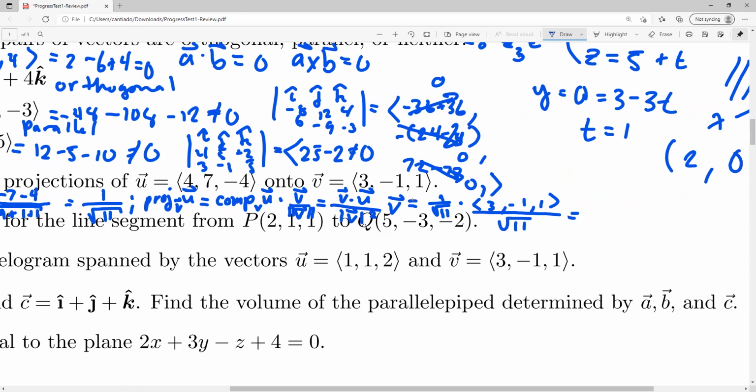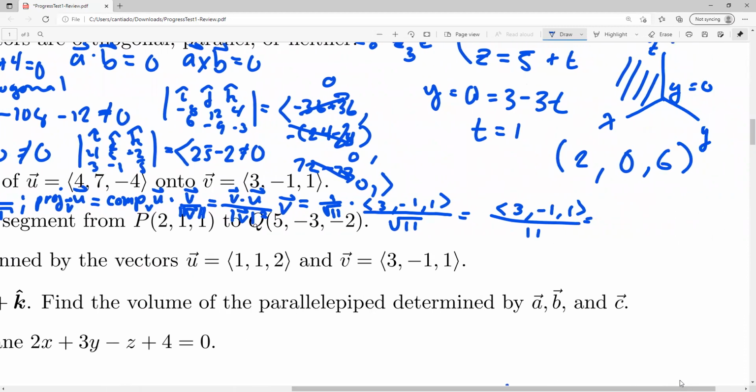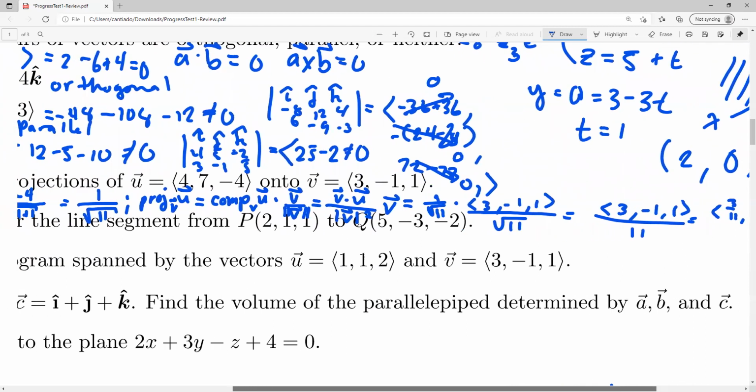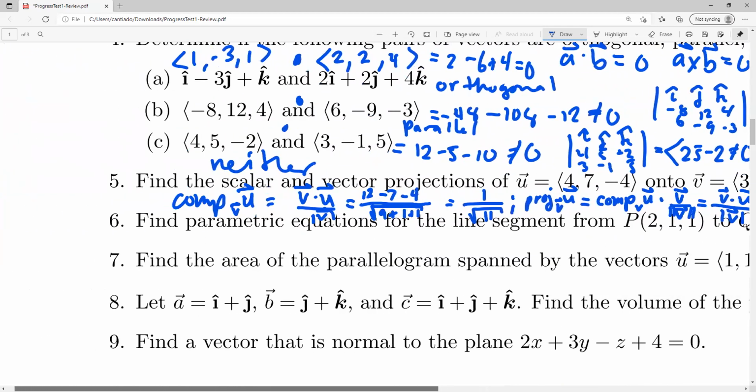So if we go ahead and simplify this together, it's the vector V over root 11 times root 11 is 11. And if you go ahead and divide that in, you simply get that this vector is 3 over 11, -1 over 11, and 1 over 11. Right? Very straightforward. Just making sure you remember the formulas. All right, now let's take a look at number 6.